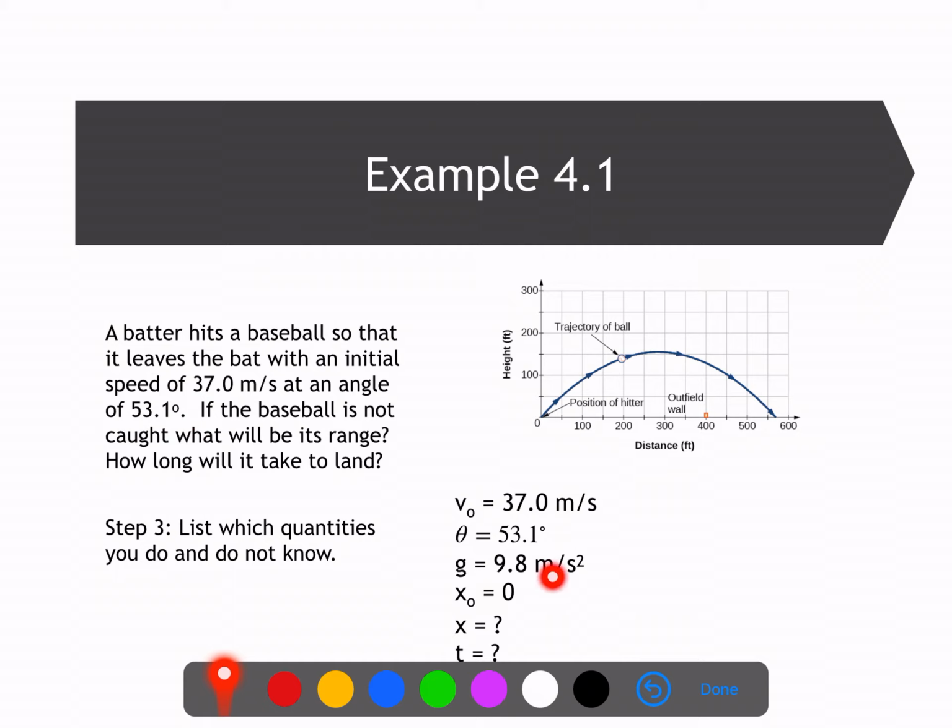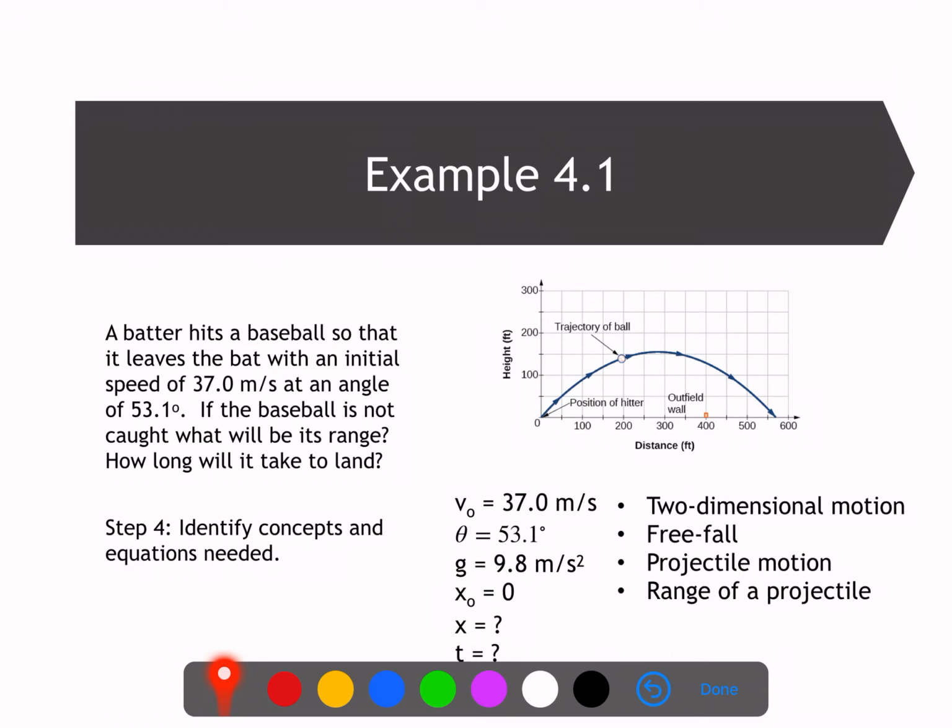We also know what g's value is, and since I've cooked it up to keep the position of the hitter initially here at 0, then when the ball leaves the bat, the initial x position is also going to be 0. Step 4 is to identify what concepts and equations we're going to need.